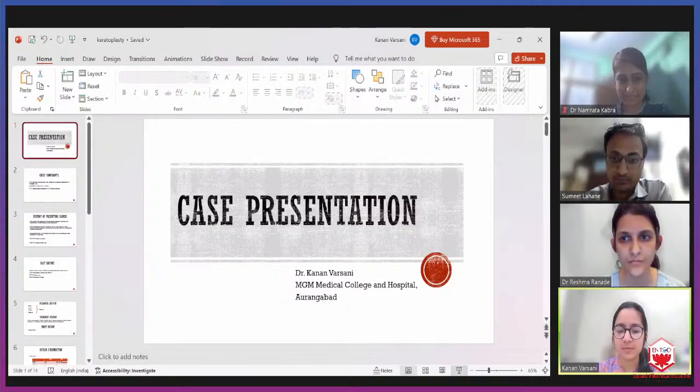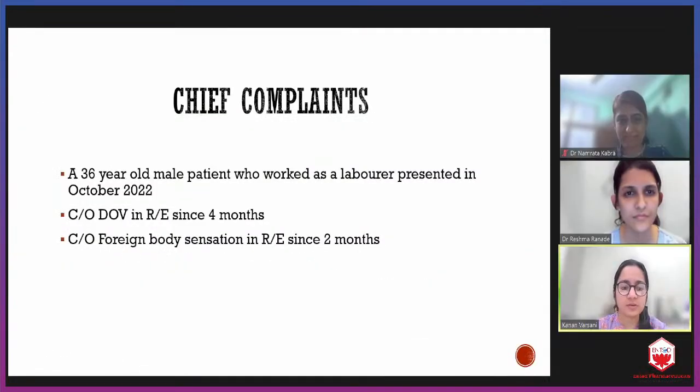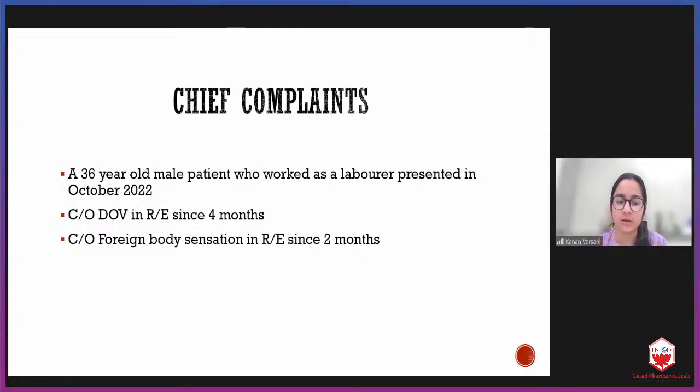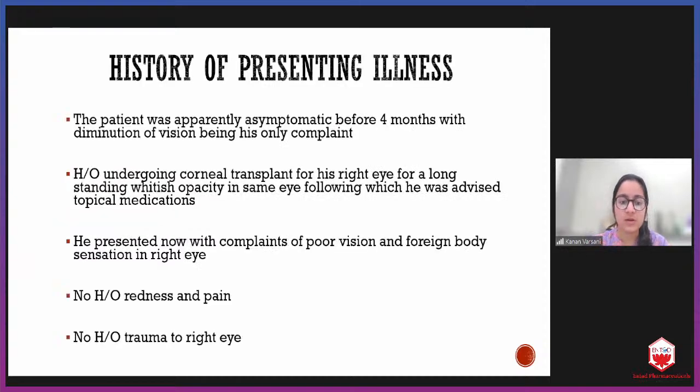Good evening, everyone. Today I'll be presenting a case. The patient, a 36-year-old male working as a laborer, presented to our OPD on October 22 with complaints of diminution of vision in the right eye since 4 months and foreign body sensation in the right eye since 2 months. The patient was apparently asymptomatic before 4 months when he developed diminution of vision. He underwent corneal transplant surgery in his right eye for long-standing corneal whitish opacity in the same eye, after which he was started on some topical medications. The patient now had complaints of poor vision and foreign body sensation in the right eye.